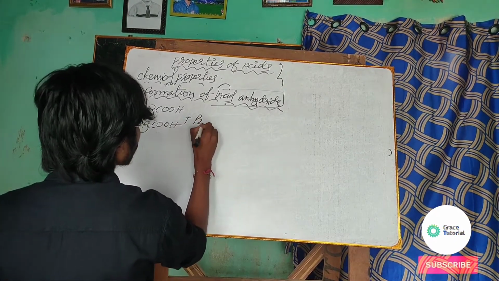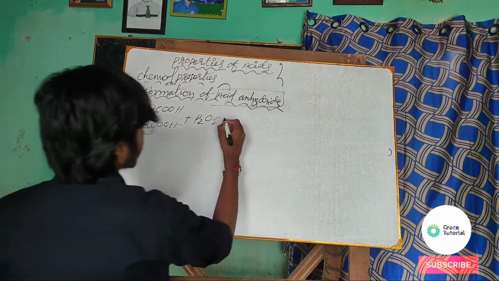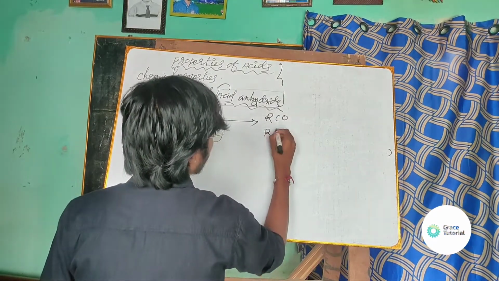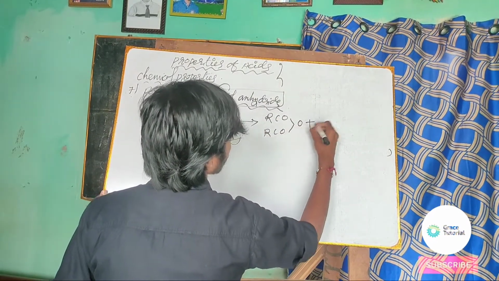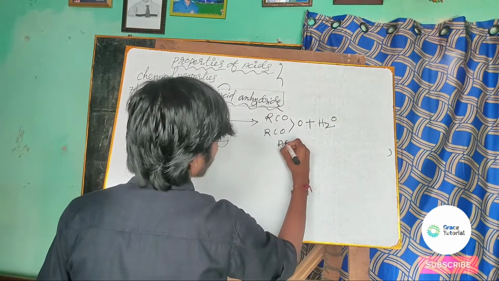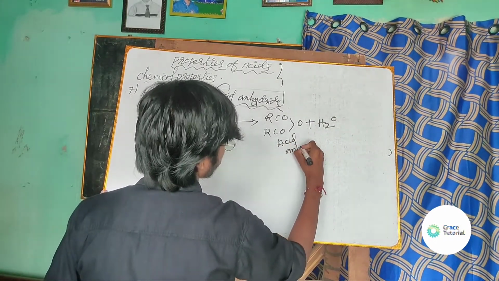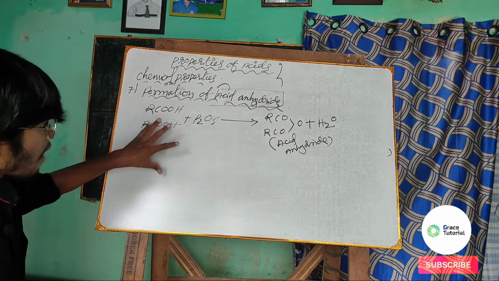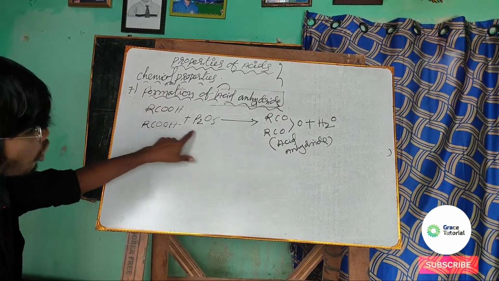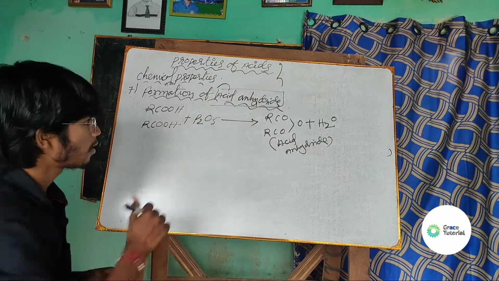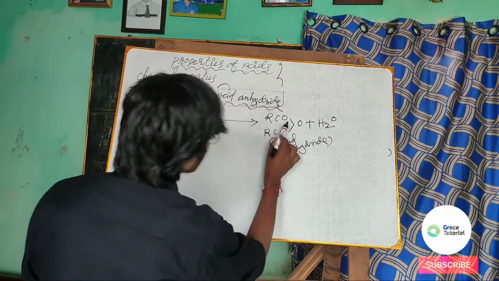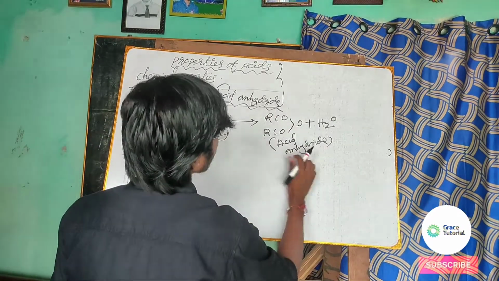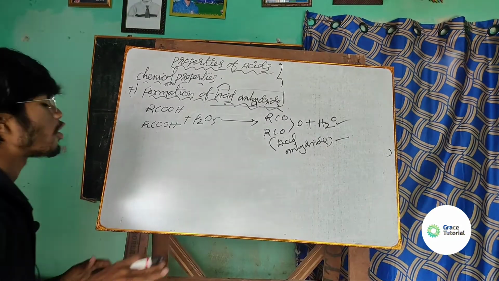When it reacts with phosphorus pentoxide, P2O5, then it gives RCO, RCO, and here it is O, with water. This is acid anhydride. So I have taken a mixture of acid, and if that acid reacts with phosphorus pentoxide, P2O5, it gives RCO-O-RCO. So acid anhydride is obtained with the water molecule.